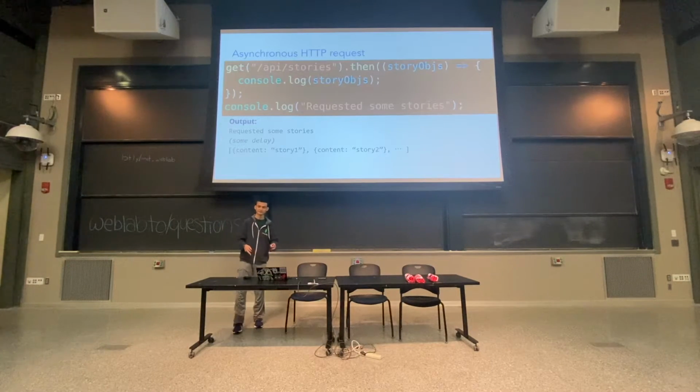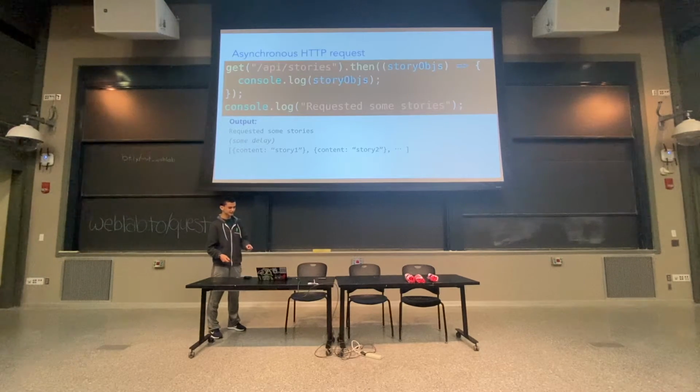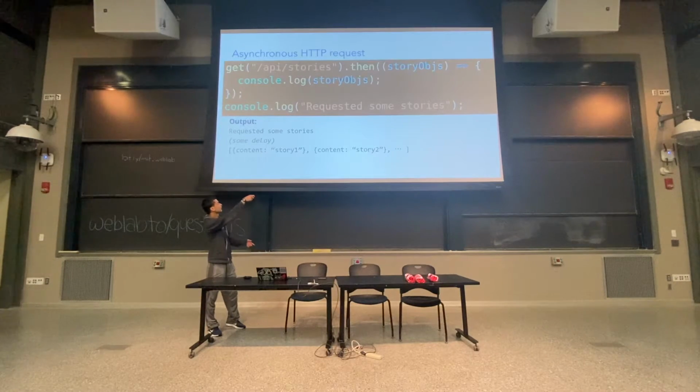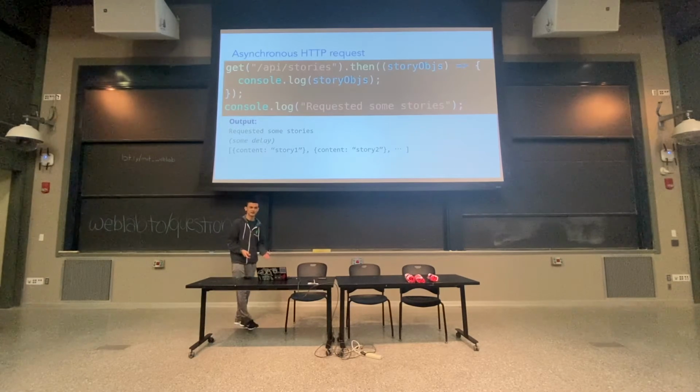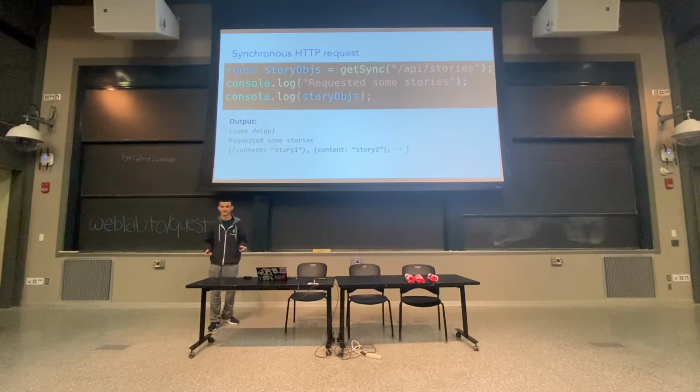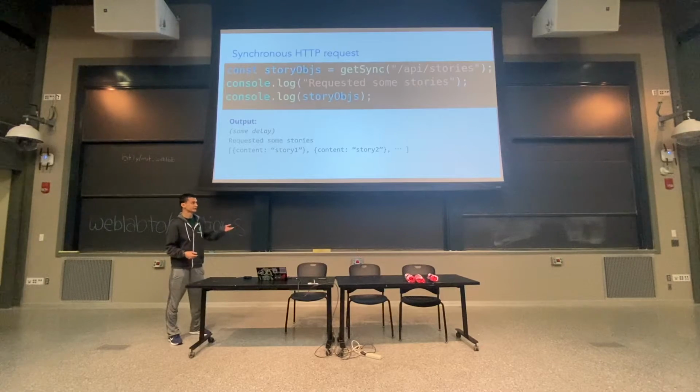It does not wait for it to finish. Instead, it immediately continues on and prints out the request to stories. Then some time passes, and eventually the request is filled, and it hops back up into this callback function and prints out story elements. This is what we've been using this whole time, so this should be familiar to you. But what if it was like this instead? If it was synchronous?